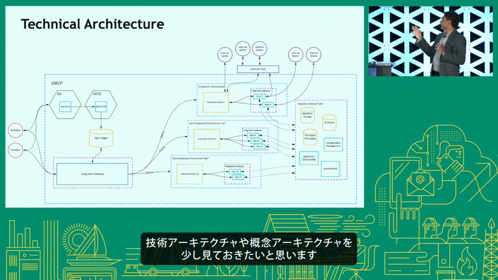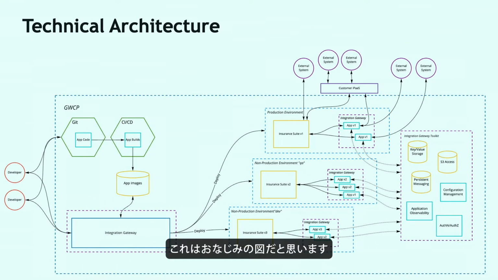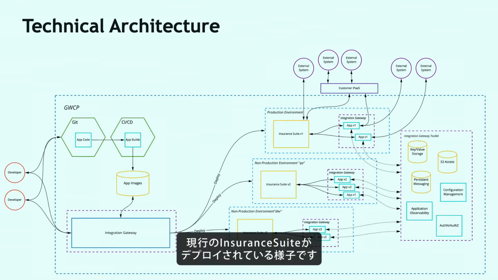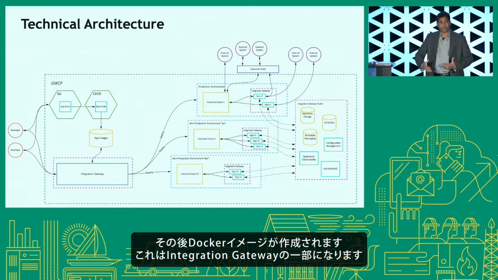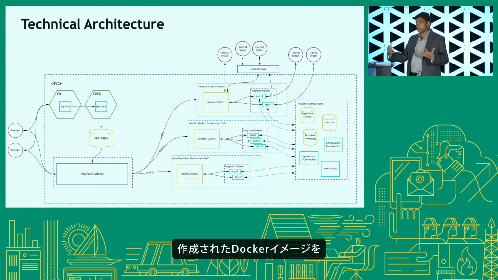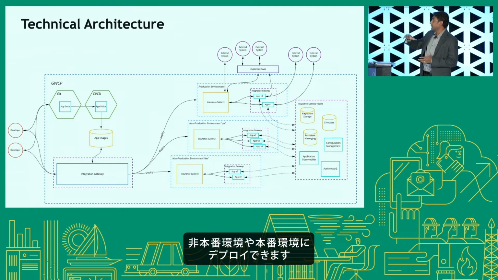Just briefly on the conceptual architecture: this will sound very familiar. This is how InsuranceSuite is deployed today. You have a developer who builds the applications locally and commits them to a repo, which kicks off a pipeline. That generates a Docker image, which is part of the integration gateway. You can take that and deploy it into your non-production or production environment.